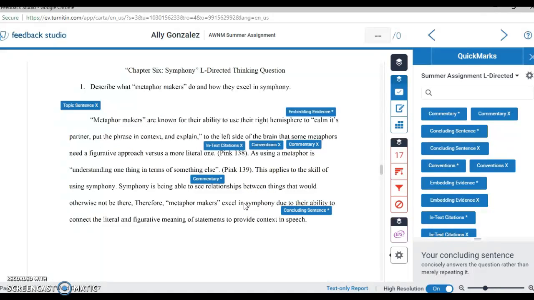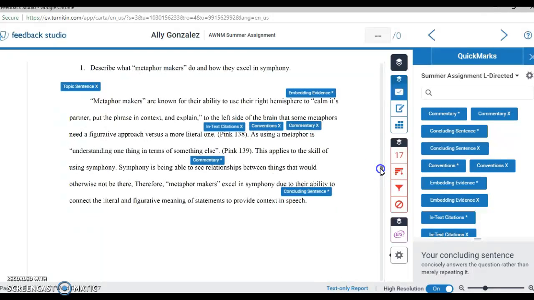Lastly, conventions and citations. On your conventions, I would really encourage you to read your writing out loud. I noticed a fragment here, which is an incomplete sentence. Your in-text citations are super close. You just have this period before, and it should only be one after. So just cleaning those up a little bit.